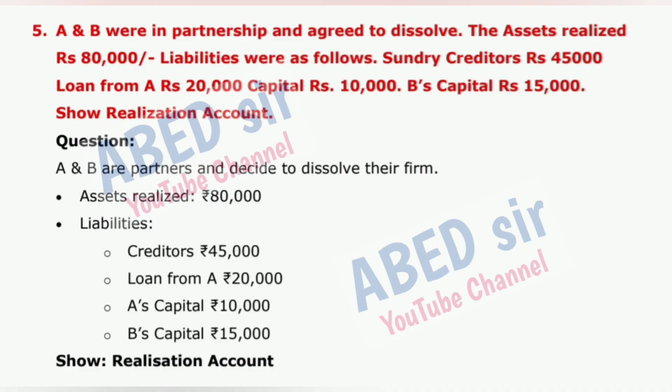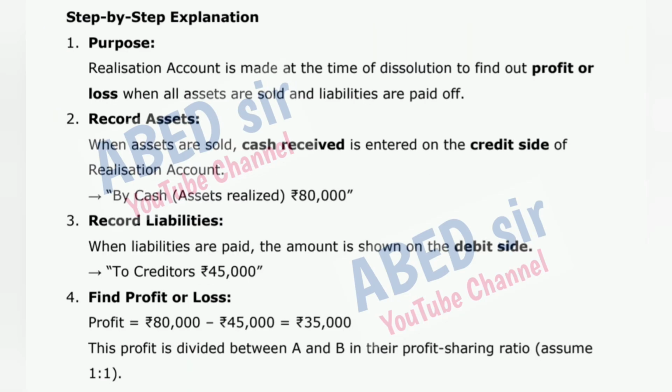Loan from A 20,000 rupees. A's capital 10,000 rupees. B's capital 15,000 rupees. Show realization account. Step-by-step explanation. 1. Purpose. Realization account is made at the time of dissolution to find out profit or loss when all assets are sold and liabilities are paid off.